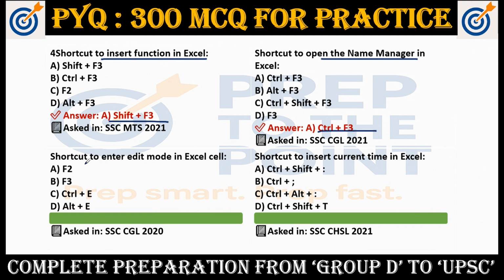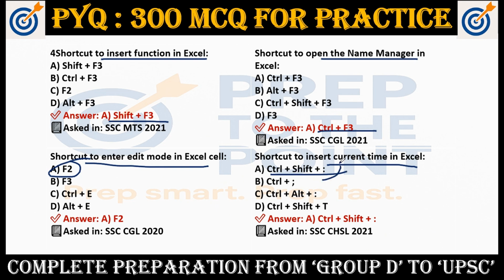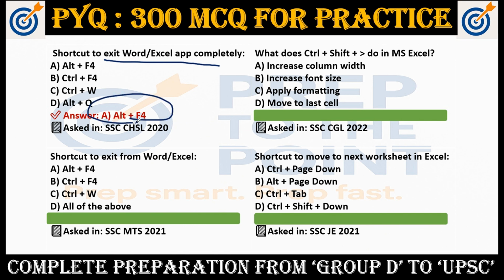To enter edit mode in Excel cell, it's F2. To insert current time in Excel, Control Shift plus. Control Shift colon. Control Shift colon is used to insert current time. Shortcut to exit Word or Excel app completely. Alt F4. Alt F4 to exit. Control Shift plus greater than to increase font size.